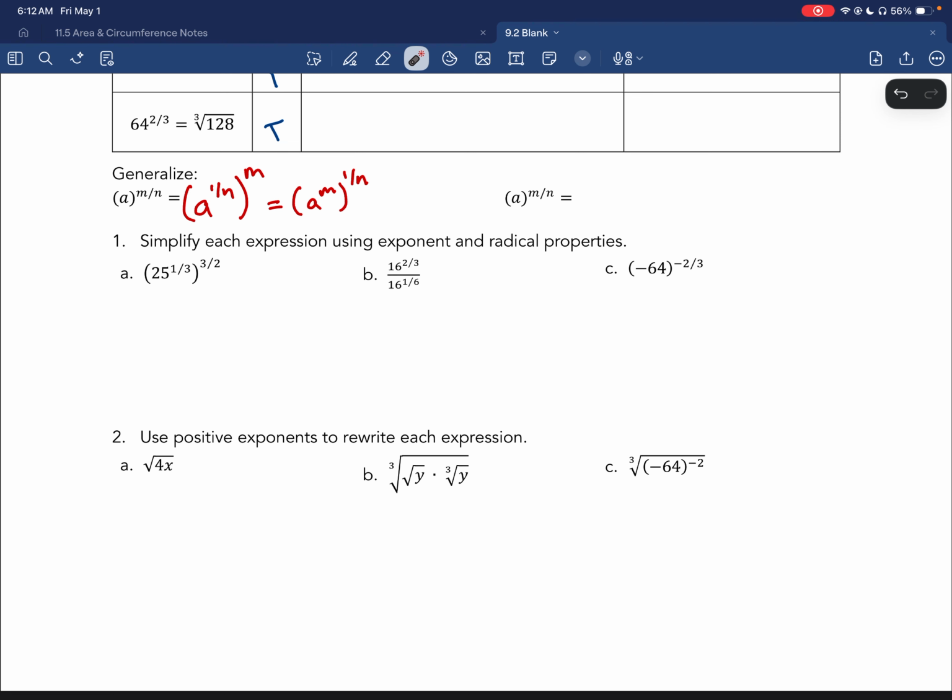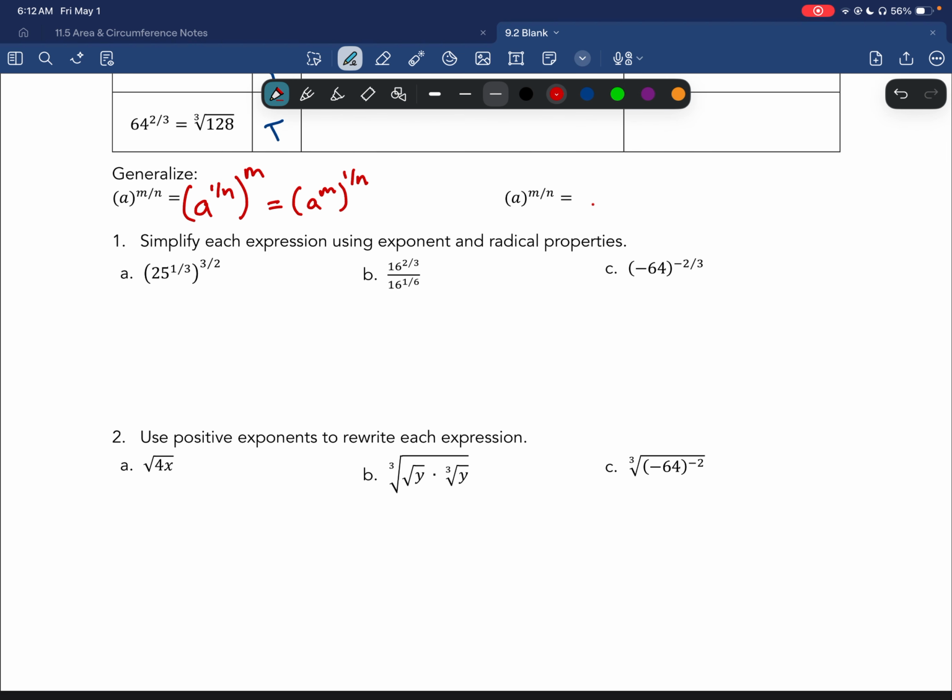Then also, if we have a to the power of m over n, it looks like this. We got the nth root of a to the power of m. Sometimes people write it like this, the nth root of a to the power of m on the outside. They're the same thing. It doesn't really matter which way you write it. You'll get the same answer.